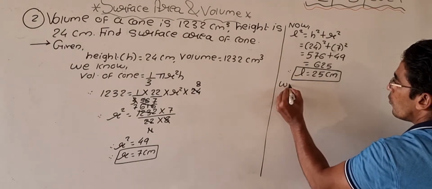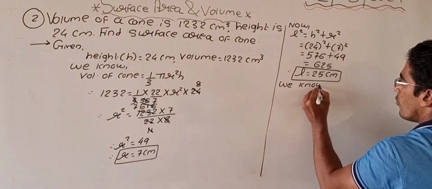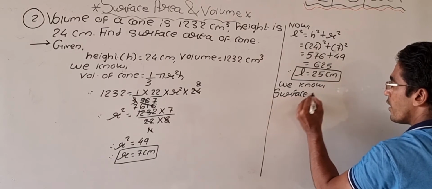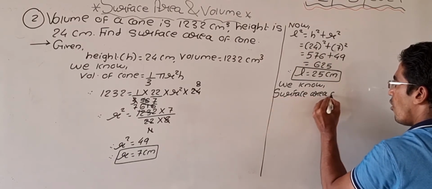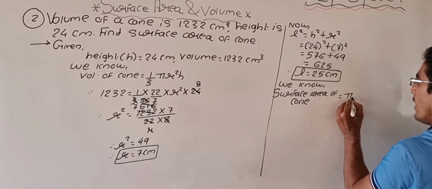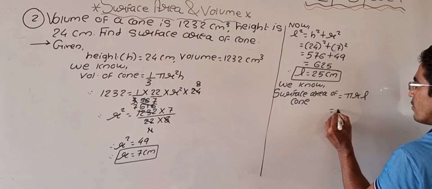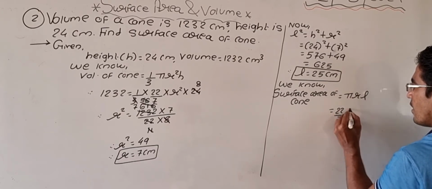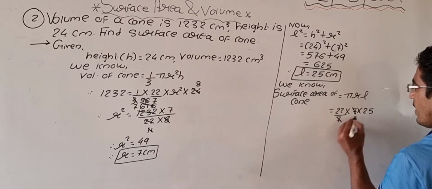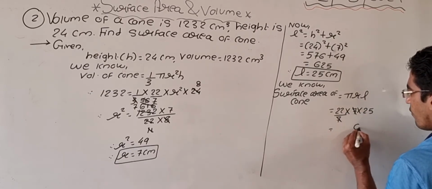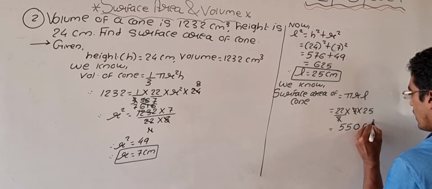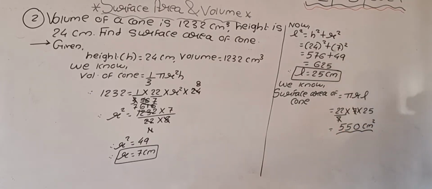Now we know the value of L. We know the surface area of the cone. What is the formula? Pi r l. That is equal to 22 upon 7 into 7 into 25. 7 and 7 cancel. 25 2s are 50, plus 5, so 550 centimeter square.